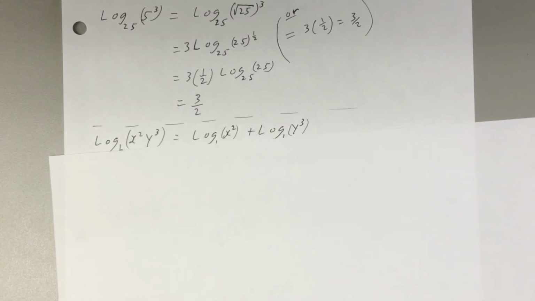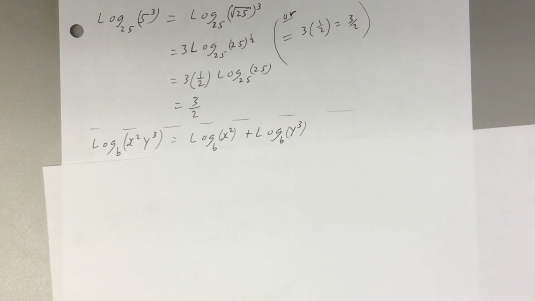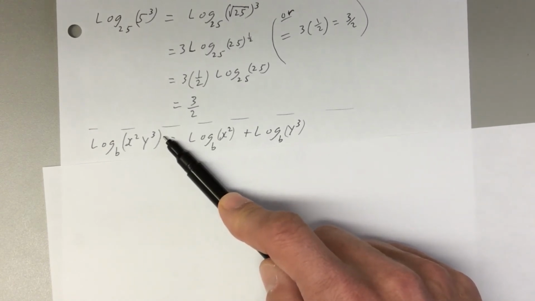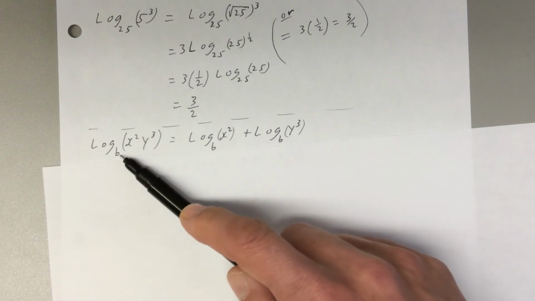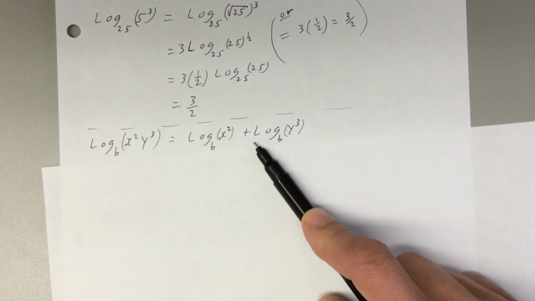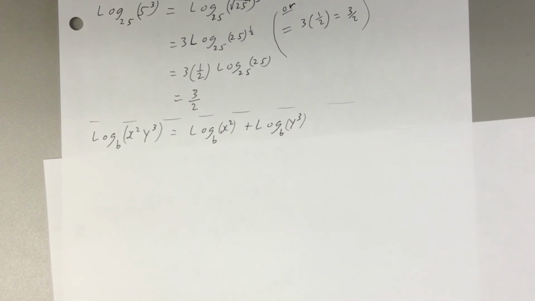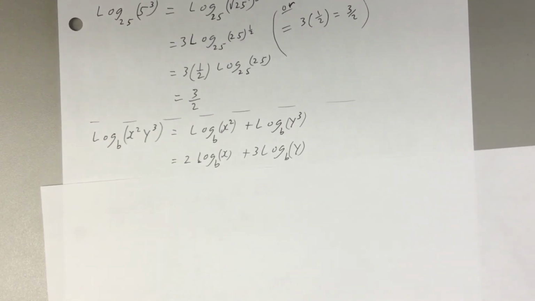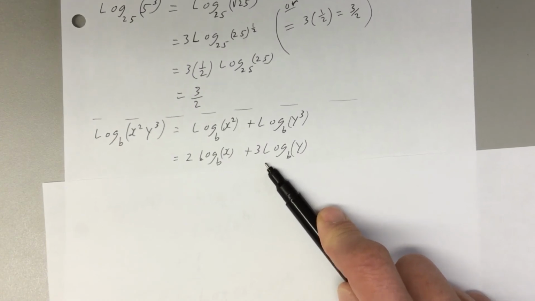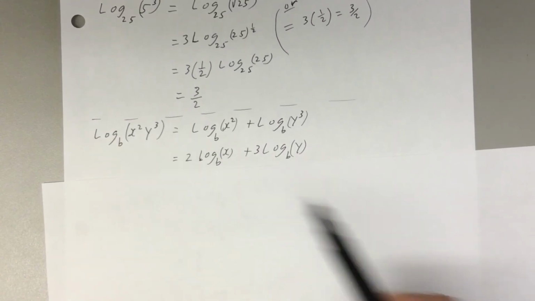Okay, something like this. If you want to express this with just an x and a y separately, you could do the product to a sum, and then you could use the power law to bring those exponents down, and we've got this. So that's another way to write this expression.